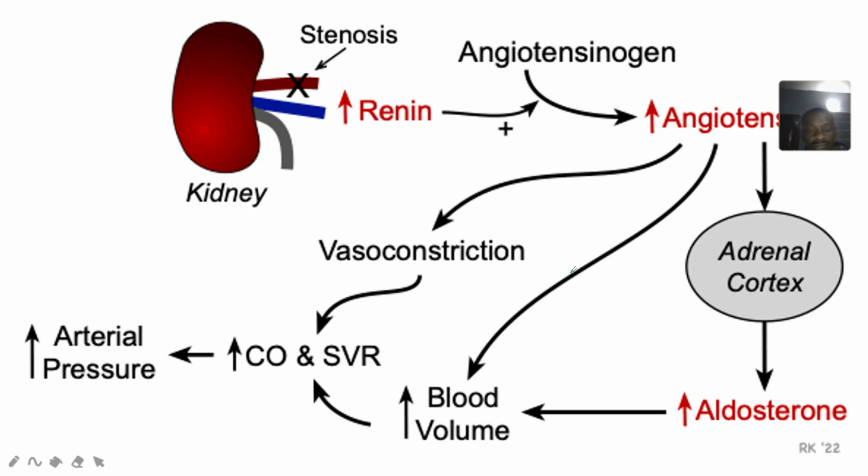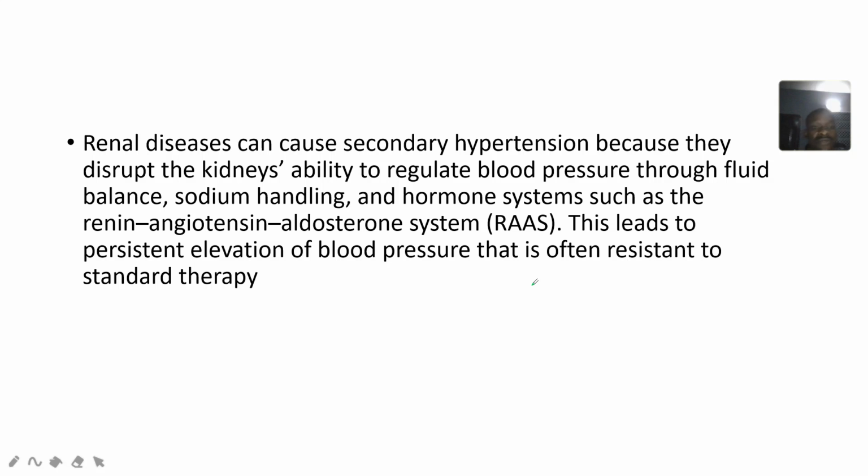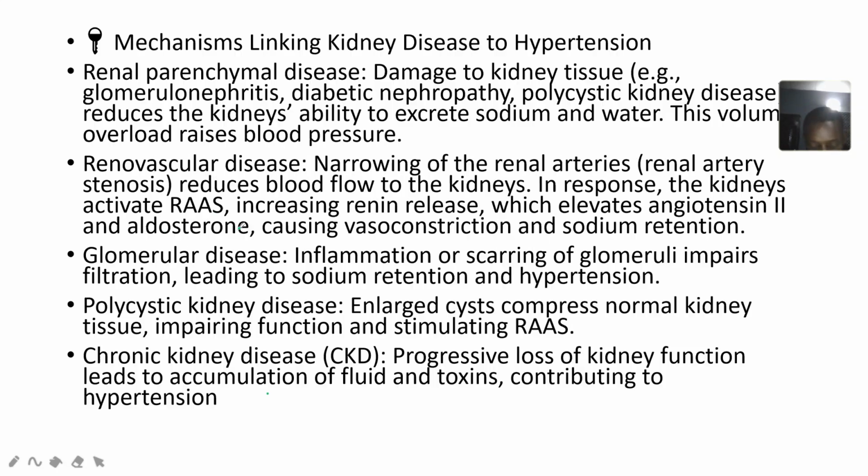So this is what we got. Renal disease can cause secondary hypertension because it disrupts the kidney's ability to regulate blood pressure through fluid balance. Mostly, it is the renin angiotensin aldosterone system that is complicated in this.